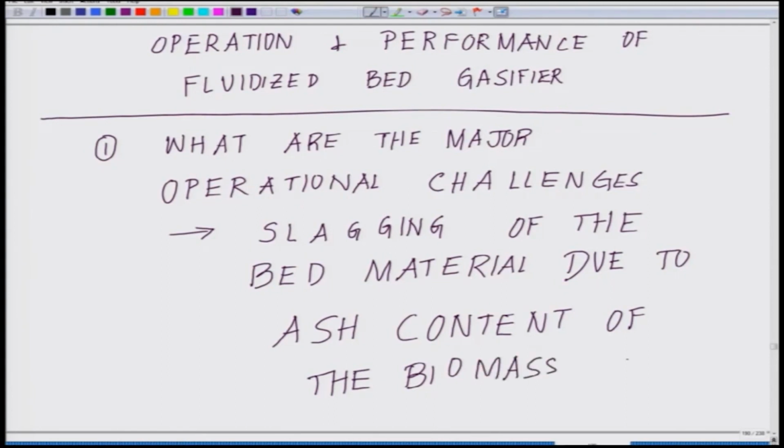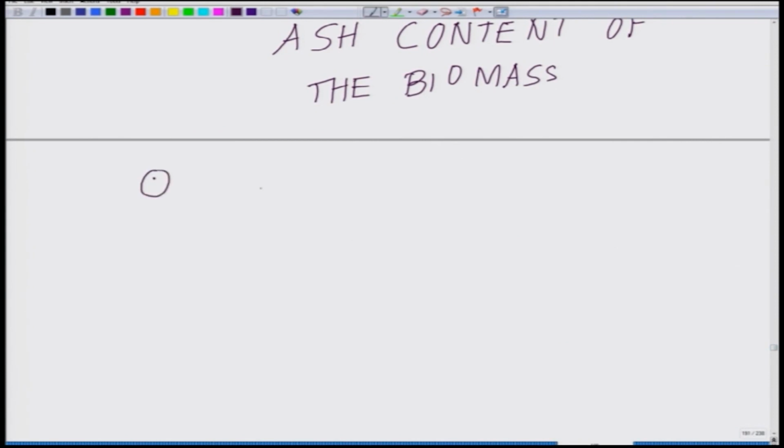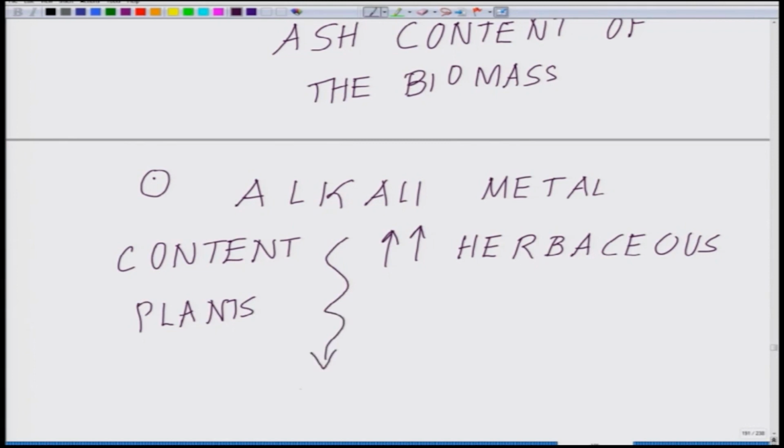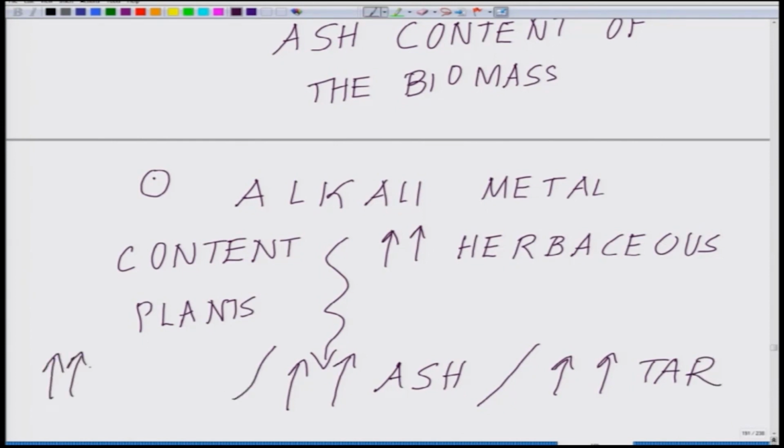Okay. The second problem in the same line is alkali metal content, which is fairly high in herbaceous plants and leads to this slagging. Alkali metal content also helps in higher tar formation. Alkali metal content, which is fairly high in herbaceous plants, leads to more ash, more tar and all other impurities, and of course, this will lead to more impurities.